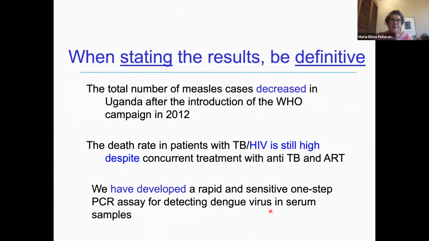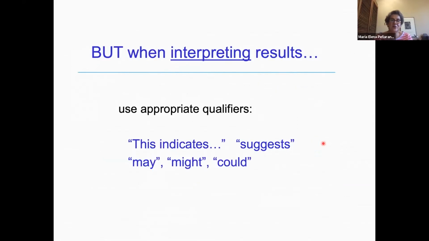So we developed, something decreased, something went up. We are definite. We're clear on what we showed. But when interpreting the results, when you go to the discussion, you don't say definitely this shows that there is an increase, and we suggest.